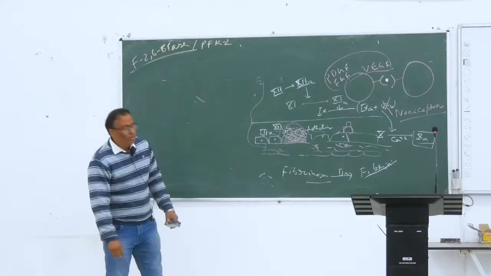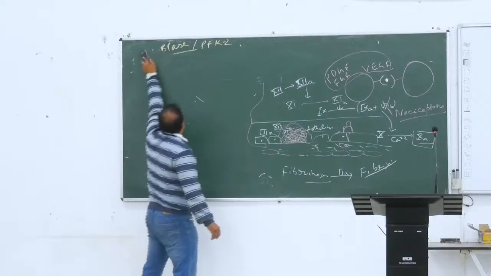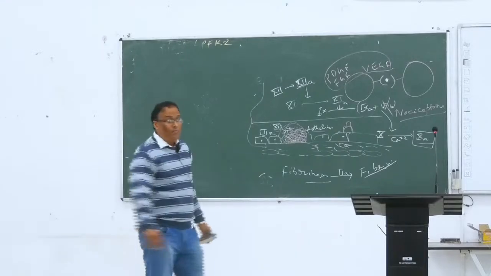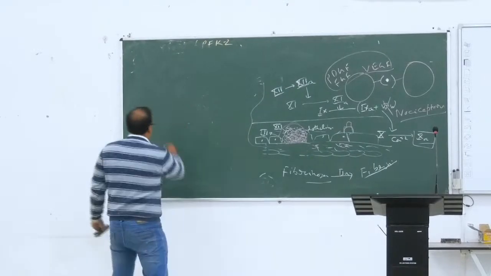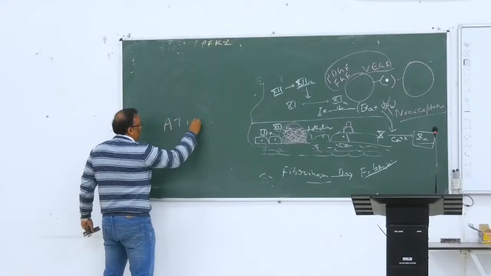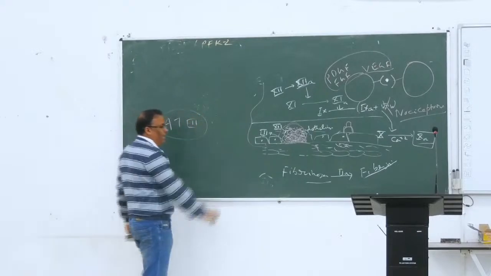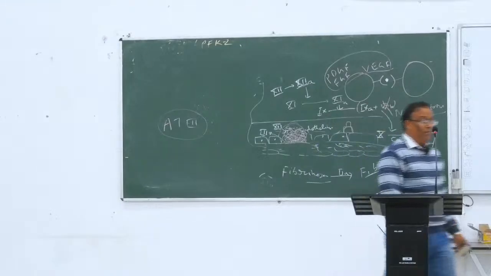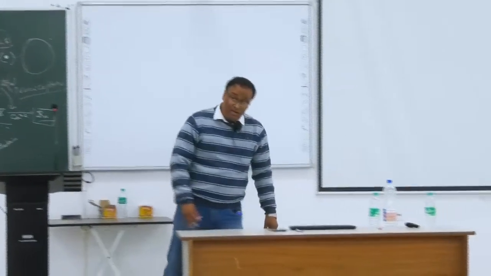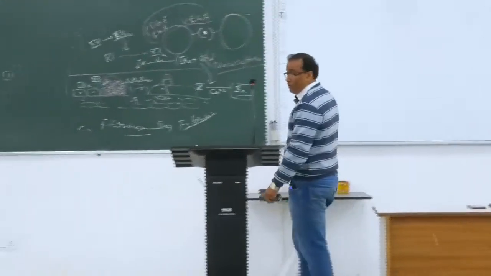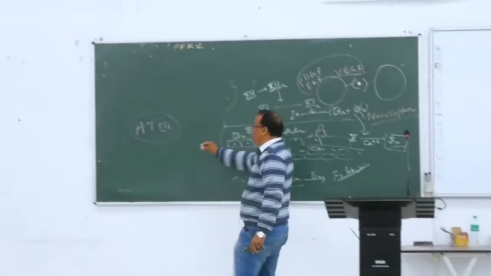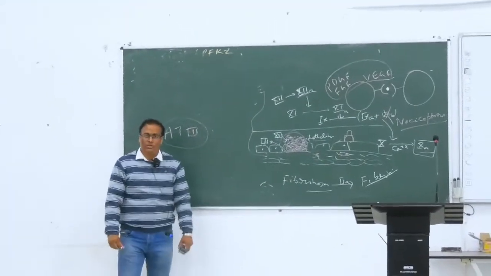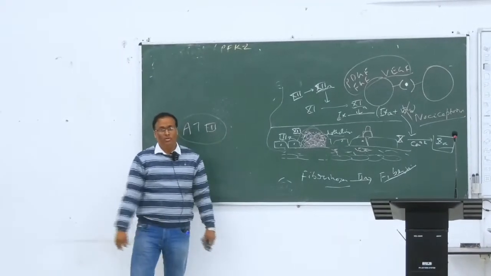Number 1. Number 2, antithrombin 3. Yes, you know the name, right? Antithrombin 3, yes. These are also circulatory. It inhibits factor 9, factor 10, factor 11, and to some extent factor 12 also. So antithrombin 3 is also present. This will not allow too much coagulation cascade to continue.